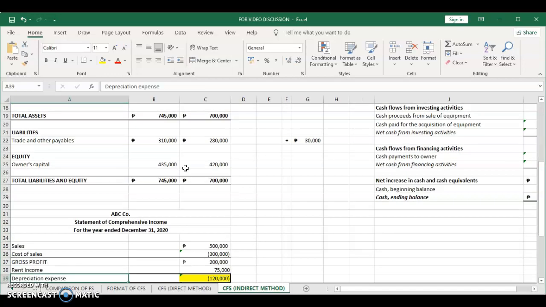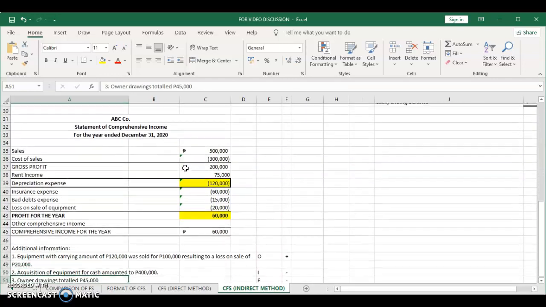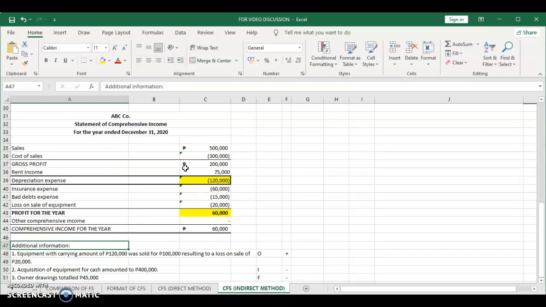So, by the way, paano natin nakuha yung loss on equipment? Kasi there are additional information here. Number 1, equipment with a carrying amount of 120,000 was sold for 100,000. So, from there, malalaman mo na agad na nagkaroon ng loss kasi yung carrying amount ng equipment ay 120,000 pero binenta lang siya ng 100,000. So, there is a loss of 20,000. So, under that one, that is operating.